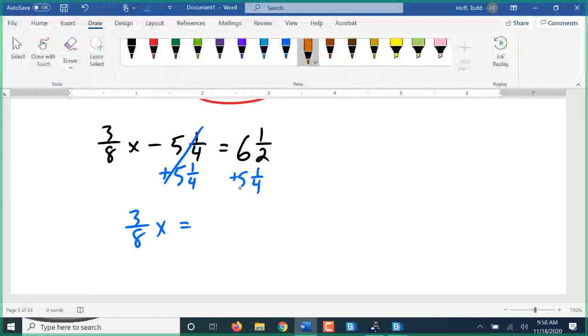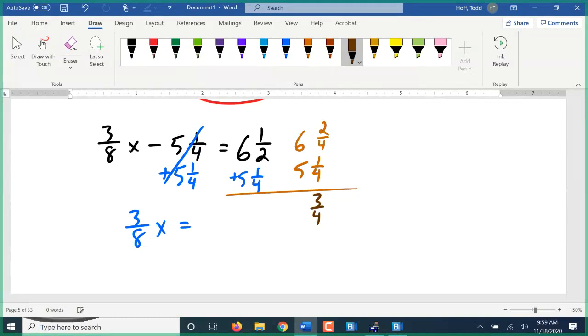Well, on the other side, we've got to do our common denominators. It's going to be 4. 6 1/2 will be 6 2/4. 5 1/4 will stay as it is. 2/4 and 1/4 will be 3/4. 6 and 5 is 11. This will be 11 3/4.